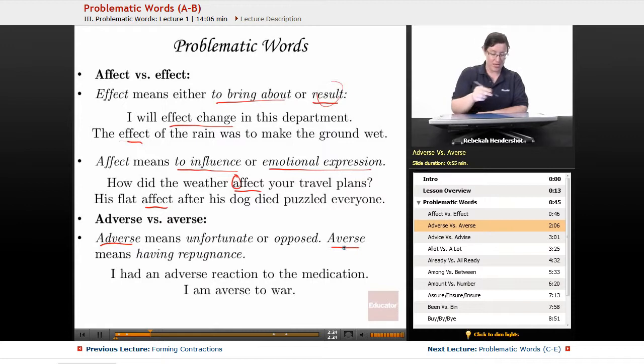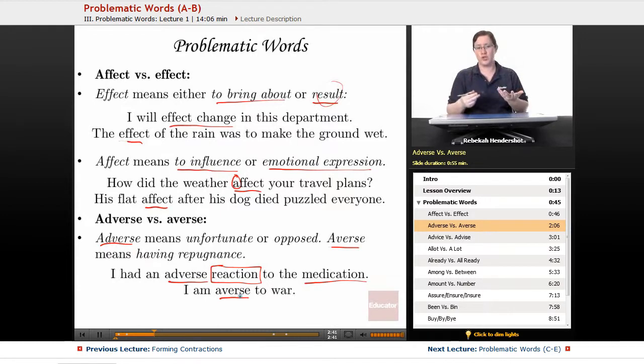Let's look at an example. I had an adverse reaction to the medication. Well, we're talking about your body's reaction, not you personally. So we're talking about a thing, not a person, and it's reacting to medication, which is also a thing, not a person. But I am averse to war.